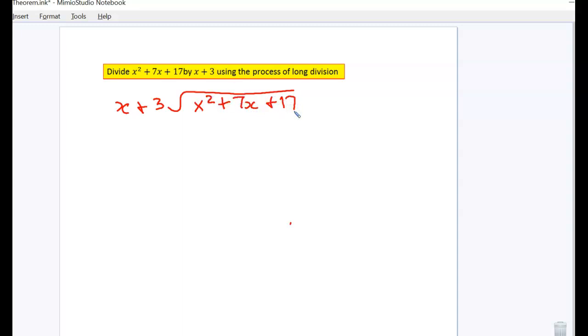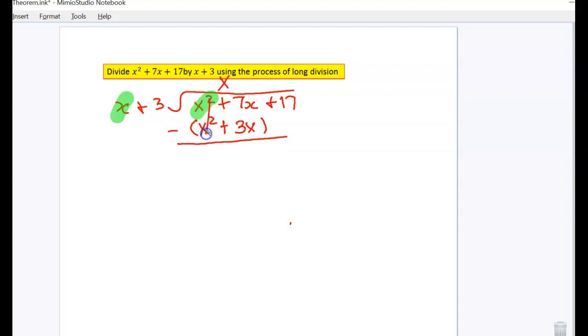But when I'm dividing, basically ask yourself, how many times will x divide into x squared? Or basically, what do you have to multiply x by to get x squared? And that answer is x. And then when I multiply x by 3, I get 3x. So I'll put that under the 7x. When I multiply x by x, I get x squared. And then I am going to subtract the x squared plus 3x from the x squared plus 7x.